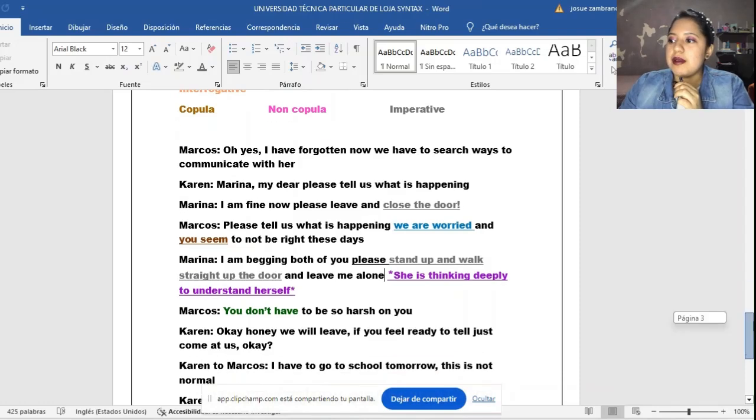Here is another imperative. "Please stand up and walk straight out the door." She's giving a command. Please stand up and walk straight out the door.